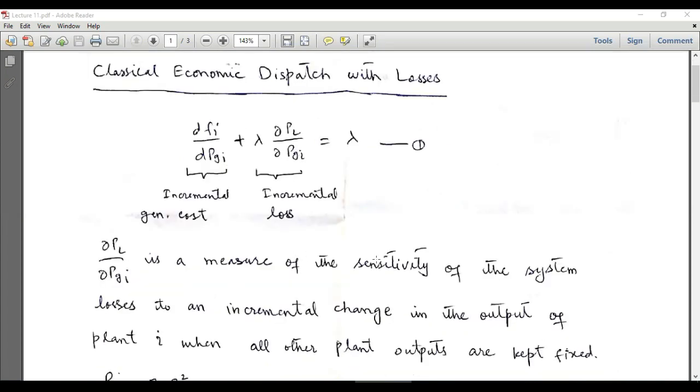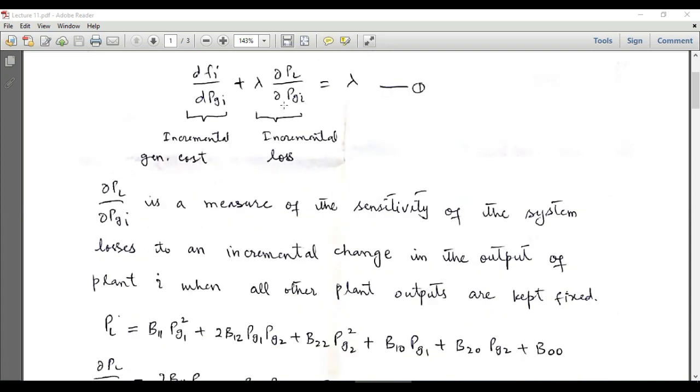Here, partial PL over partial PGI is a measure of the sensitivity of the system losses to an incremental change in the output of the plant I when all other plant outputs are kept fixed. This is the definition of the term partial PL over partial PGI: the sensitivity of the system loss to an incremental change in the output of the plant I.